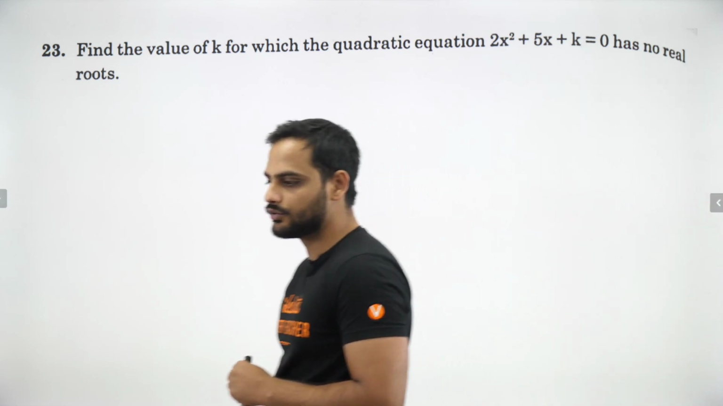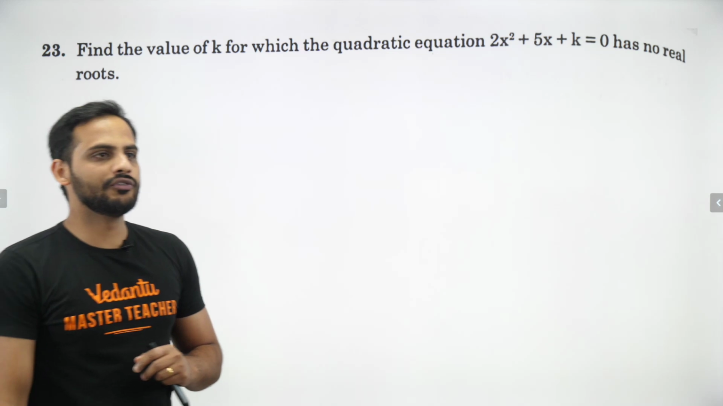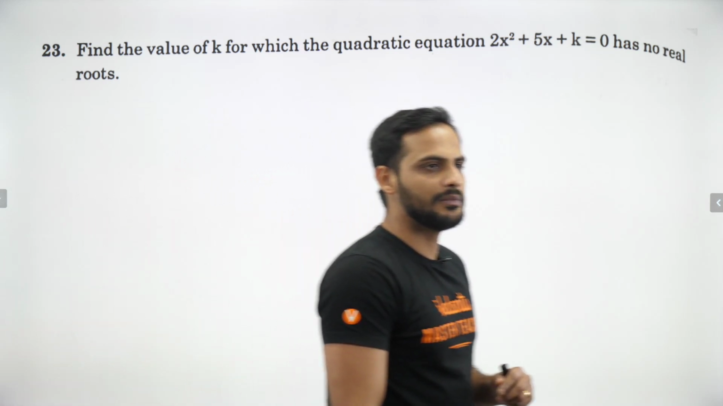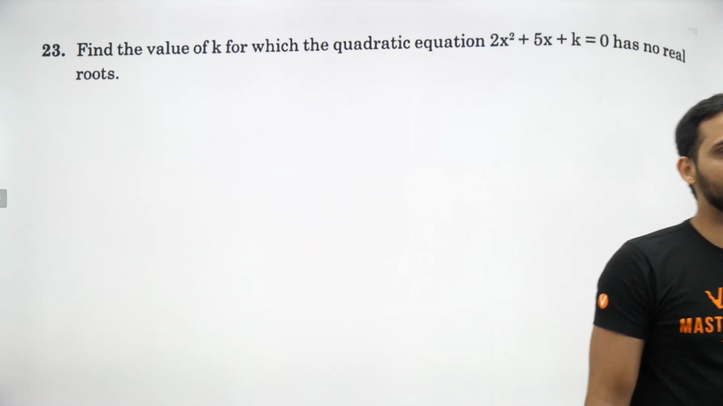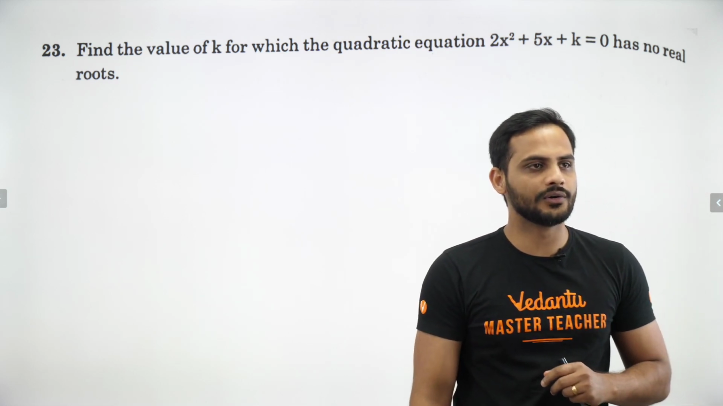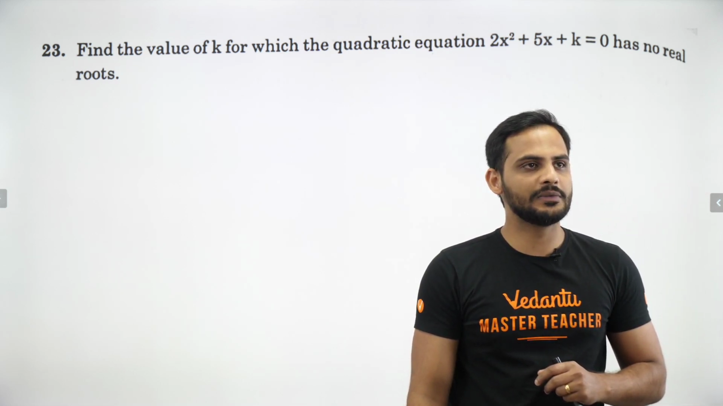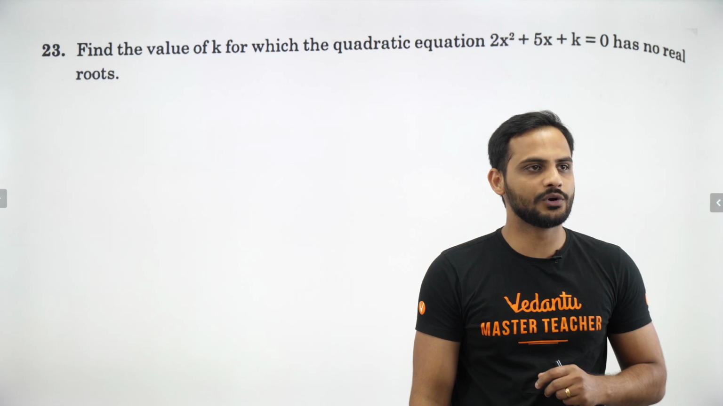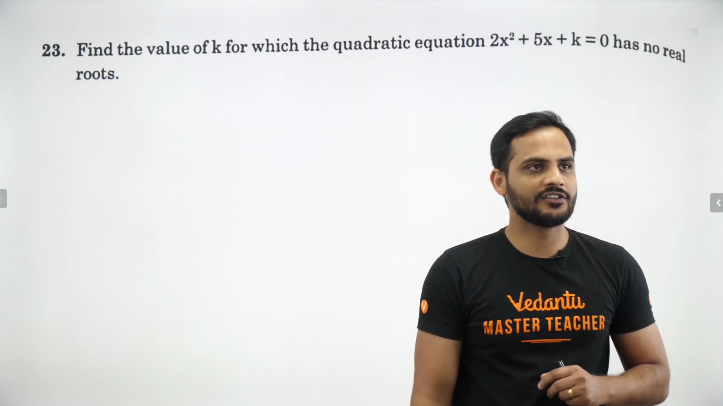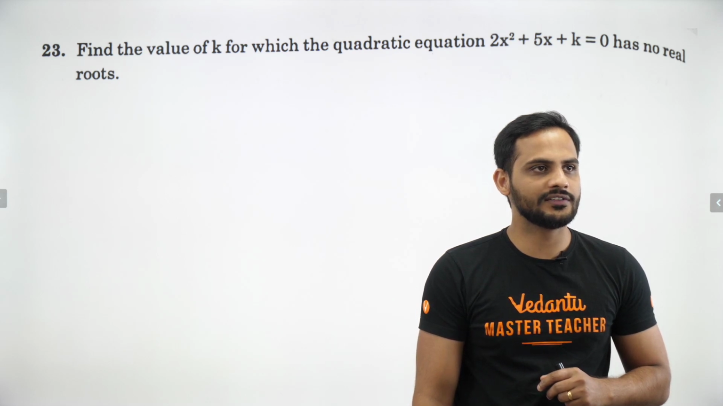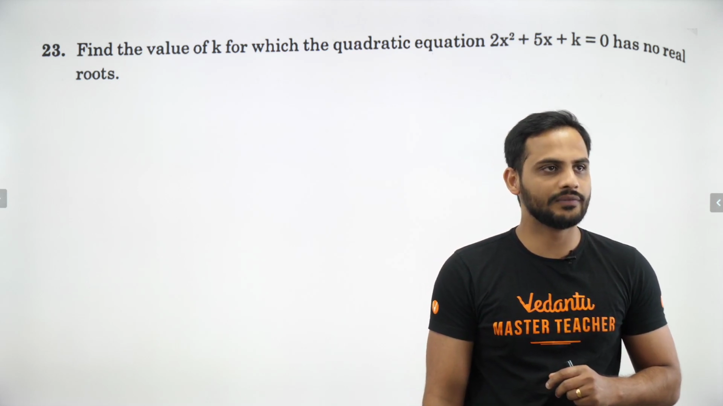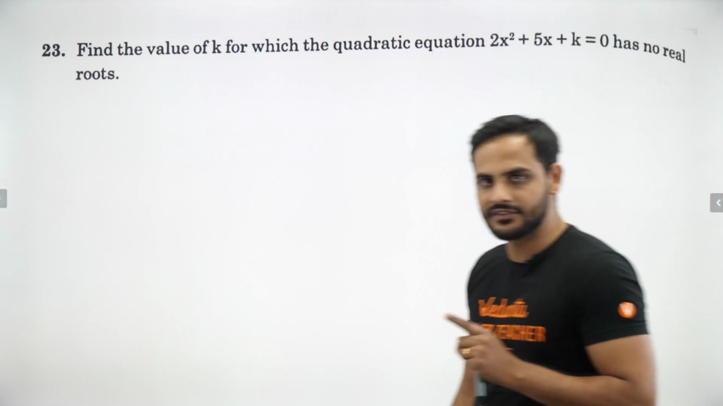तो क्या करना है? For no real roots, what do you do? Discriminant should be greater than 0, equal to 0, or less than 0? जल्दी से बताओ. Less. Very good. Discriminant should be less than 0.